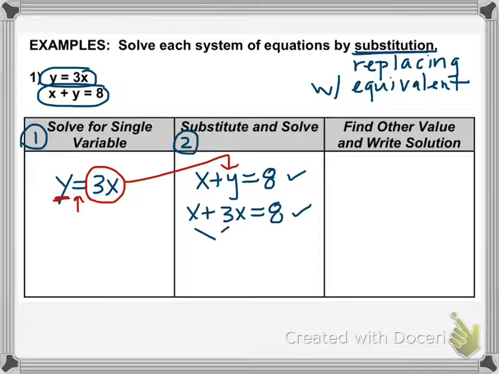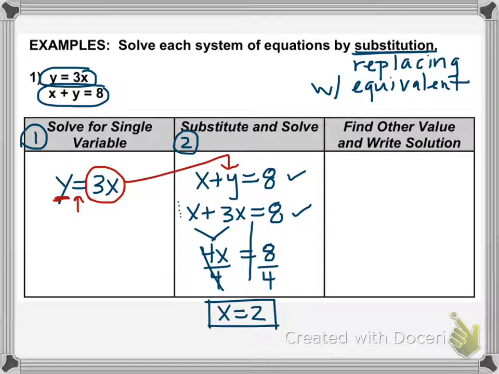We will combine our like terms. x plus 3x is 4x. Remember, there's an invisible 1 in front of that x. So 4x equals 8. And then we'll divide both sides by 4 to get x by itself, and x equals 2. So I found the value of one of my variables. Now remember, we're trying to find that point where the two lines intersect. So the x value of that point is 2.